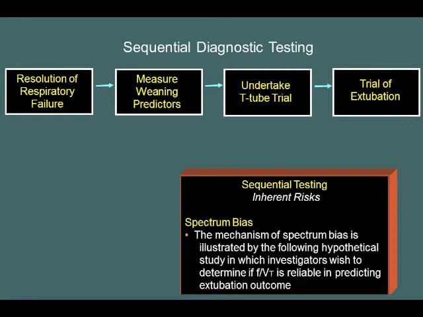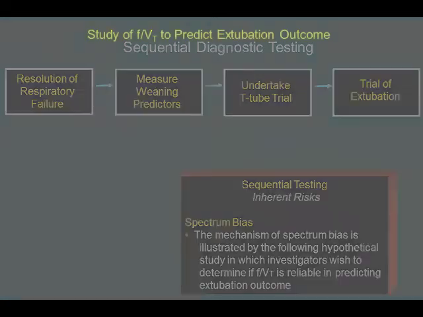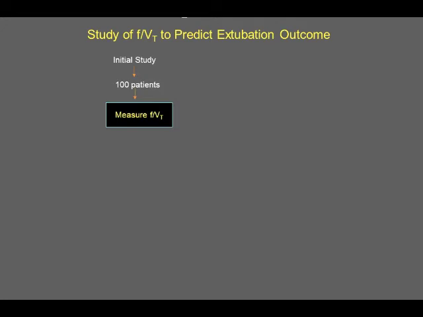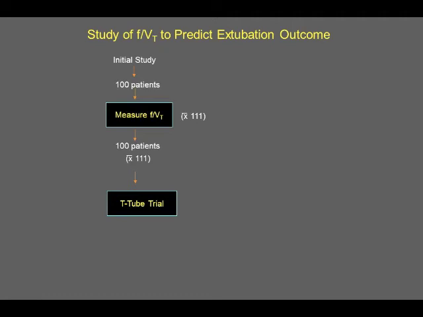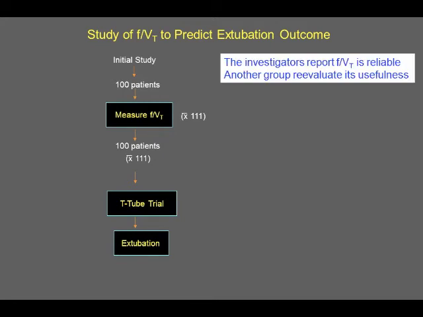The mechanism of spectrum bias is illustrated by the following hypothetical study, in which investigators wish to determine if F over Vt is reliable in predicting extubation outcome. They study 100 patients and they measure F over Vt. The average result is 111. Because they don't know if F over Vt is reliable or not, all patients proceed to a T-tube trial, and if they pass that trial, they continue to a trial of extubation. The investigators report that F over Vt is reliable, and another group decide to reevaluate its usefulness.